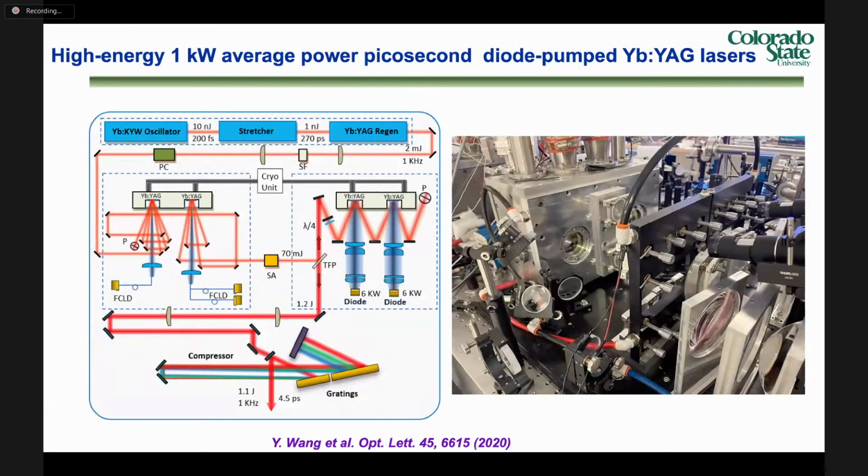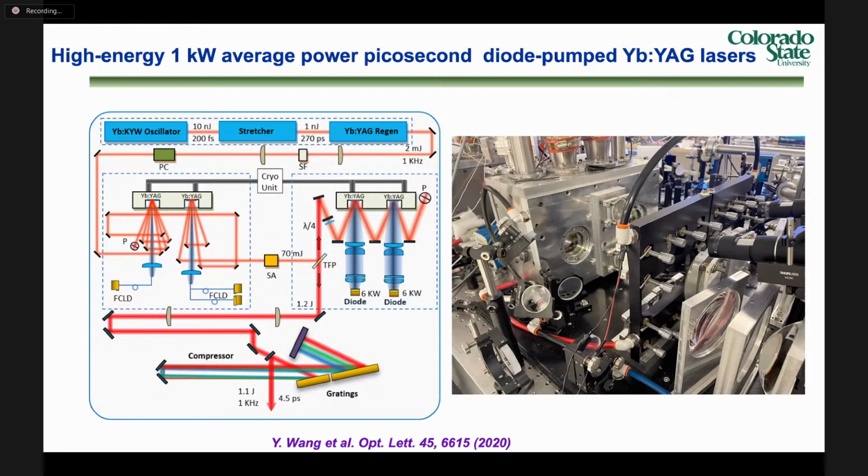And this work is enabled by high energy, high repetition rate lasers we are developing in our lab. In particular, we have developed an ytterbium YAG laser that can produce joule-level pulses of picosecond duration at up to a kilohertz repetition rate, which is illustrated here. And so 1.1 joule at kilohertz rates, kilowatt average power.